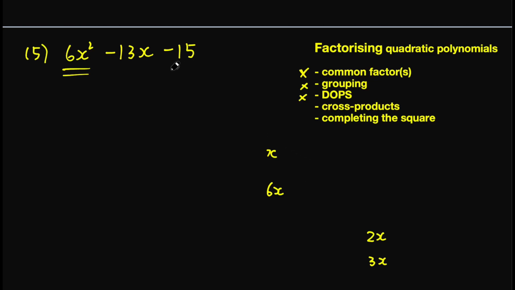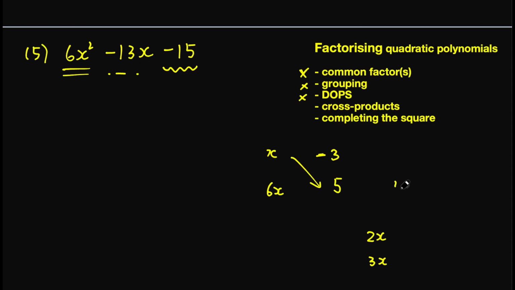Let's see. Now we are going to look at the constant, which is negative 15. I'm going to factorize this one into 3 times 5, and one should be negative. Which one goes negative? Let's check the middle term. It's negative 13. Then I will try it this way. Give the negative sign to 3. Then I will check first.